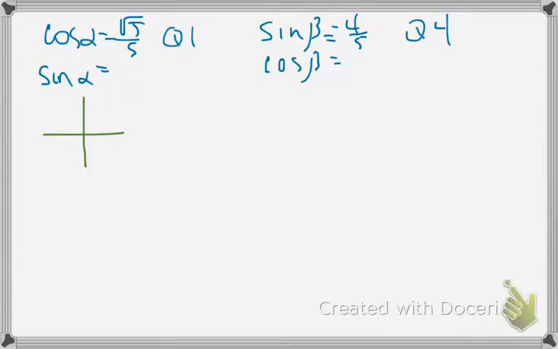Okay, so this is question 34. We were given the cosine of alpha and the sine of beta. And now we're going to go back and find the sine of alpha and the cosine of beta. So we established that alpha was in quadrant 1, so we're going to draw that.